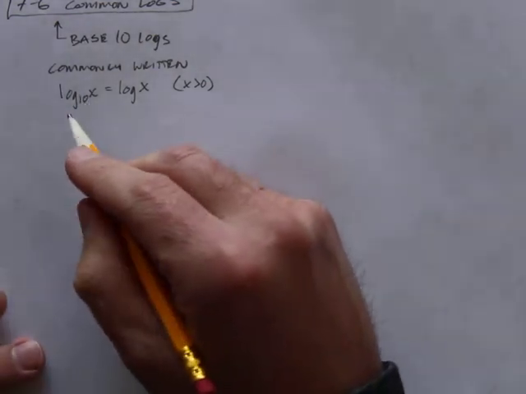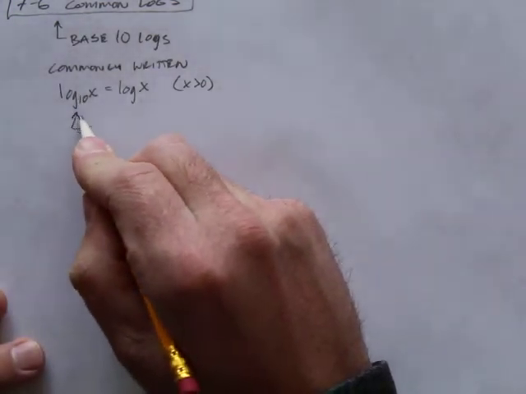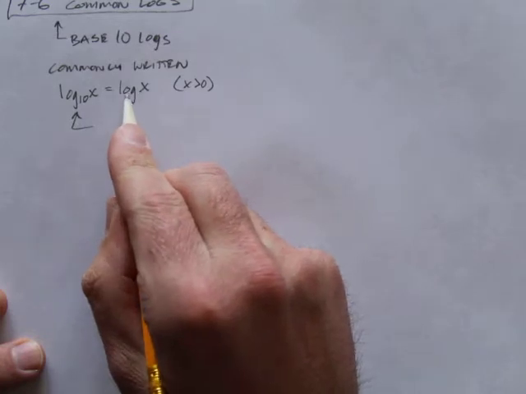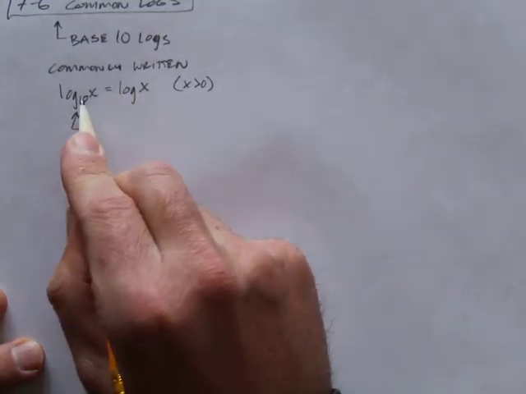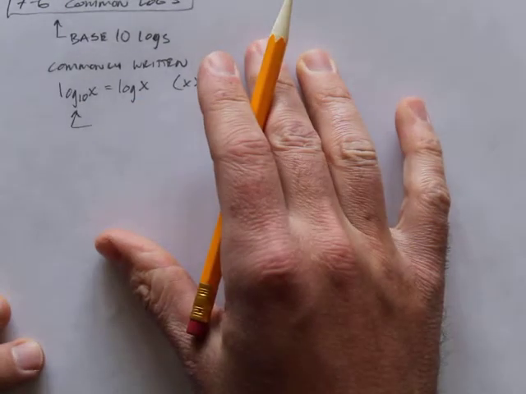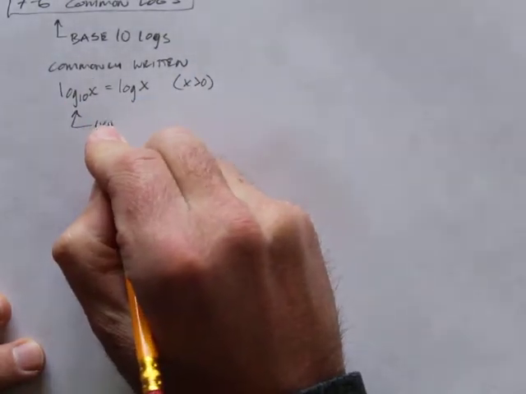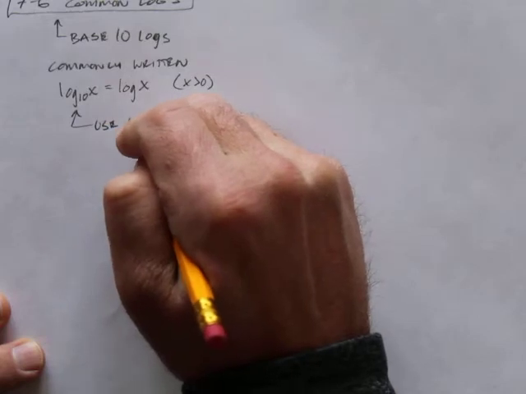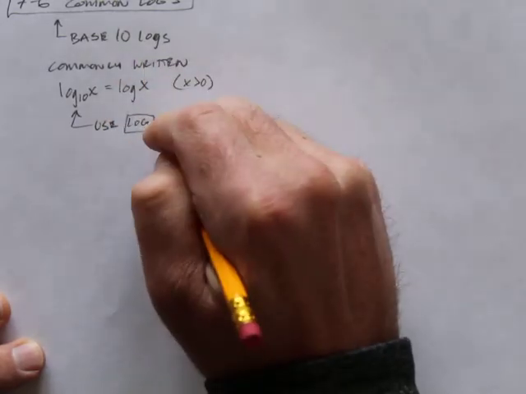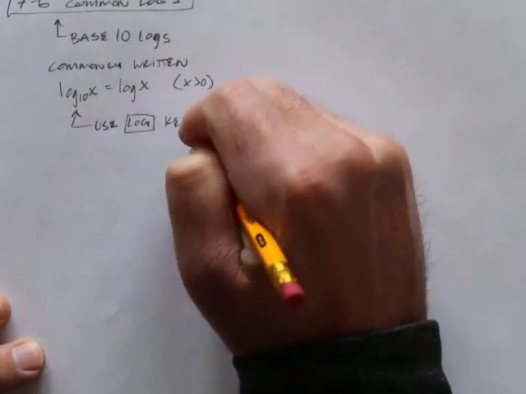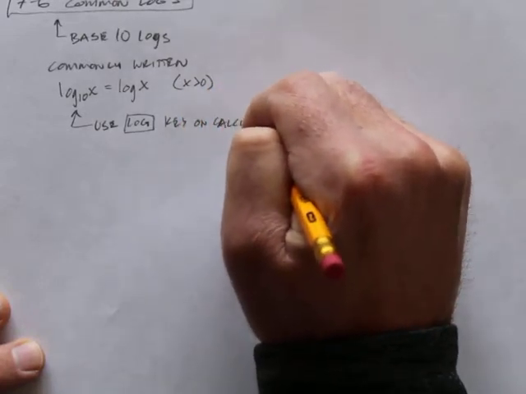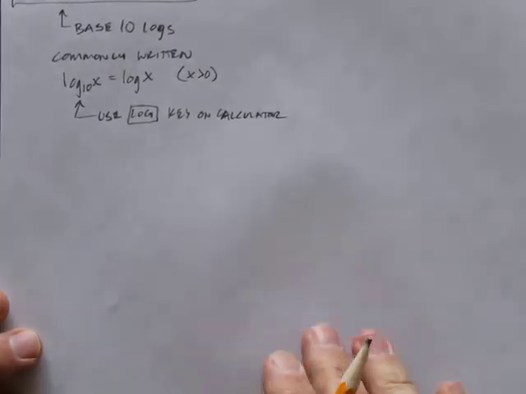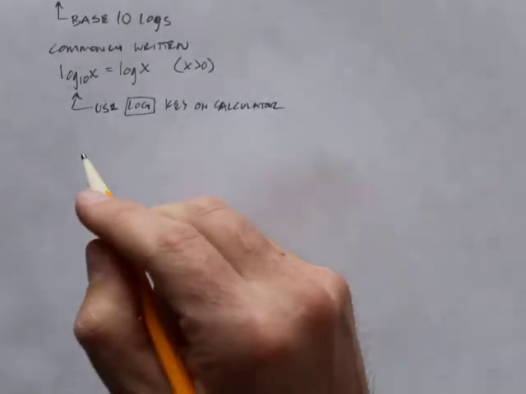On a calculator, if you end up with log base 10, so remember, if there is no base written here, then you know it's a common log, and the base is 10. On a calculator, you can use the log key on the calculator. So you can just take your calculator, and we can do an example here.